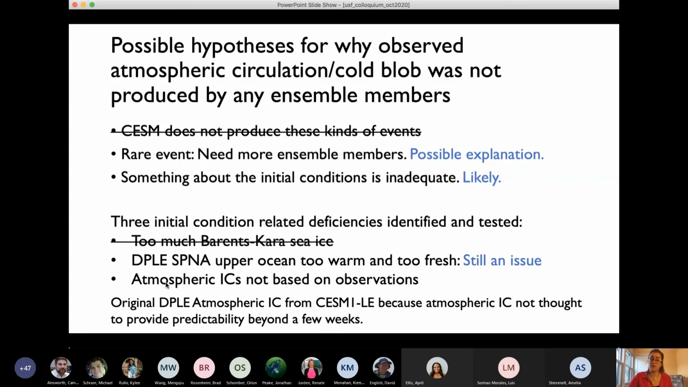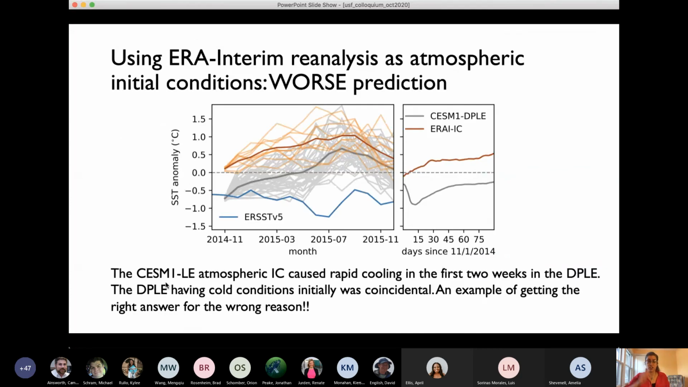But what we've done now is we've gone back and replaced the initial conditions with true observed initial conditions, or at least as observed as you can get from a reanalysis.